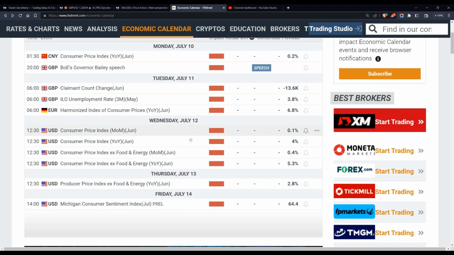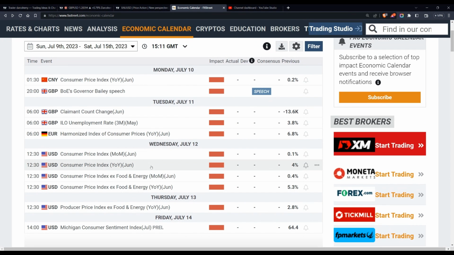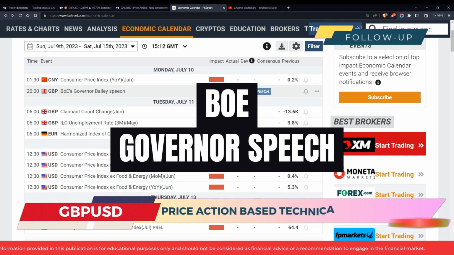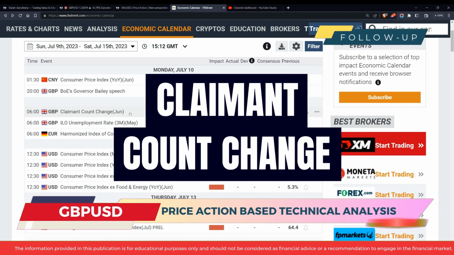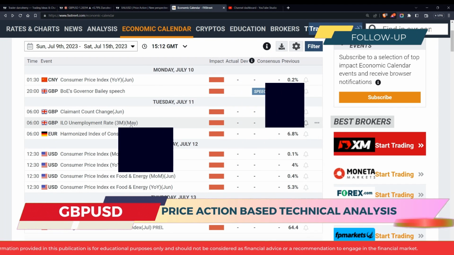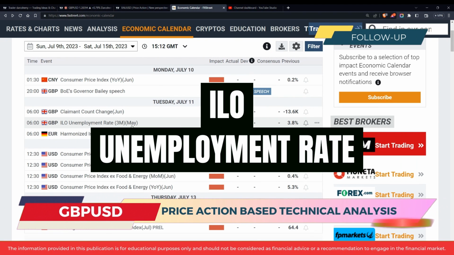patterns. And from the economic calendar for the upcoming week, I was able to spool out a handful of high impact events from both the UK economy and the US economy. So the first high impact event will be coming on Monday, July 10th. And what we have here is the Bank of England's governor, who is going to be having a speech on that day. Then we have the claimant count change for Tuesday, July 11th. And on that same day, we have the unemployment rate.